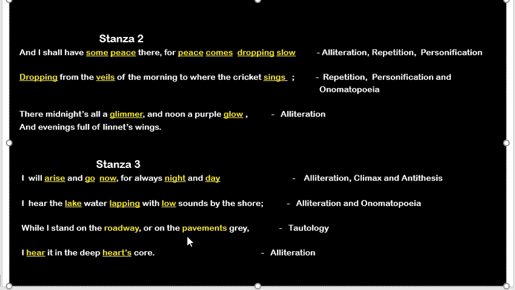In these lines, we can see that the words roadway and pavements are synonyms. They convey one and the same meaning. So it is called tautology. In this line, we can see that the sound h is repeated in the words here and hearts. So it is called alliteration.